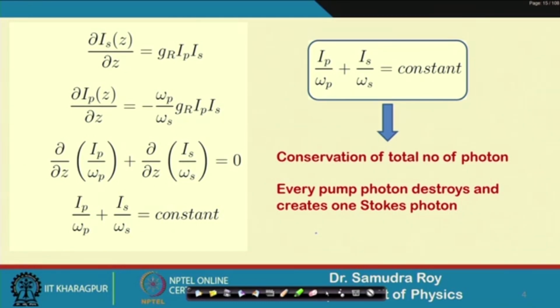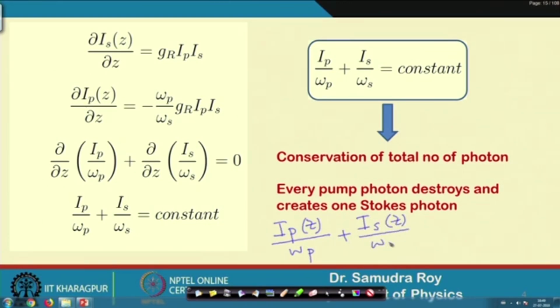one particular component, I p divided by omega p plus I s divided by omega s, is constant. So, if I carefully understand what is going on, I p is a function of z, divided by omega p, plus I s as a function of z, divided by omega s. This is constant, meaning I can put the boundary condition here and write it as I p 0 divided by omega p plus I s 0 divided by omega s. I can write this equation because this is a constant.